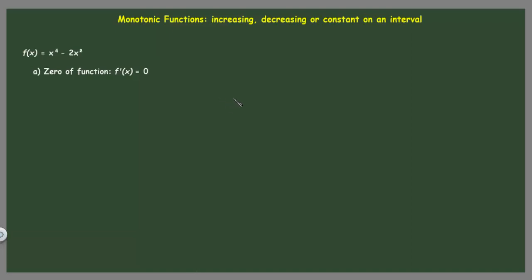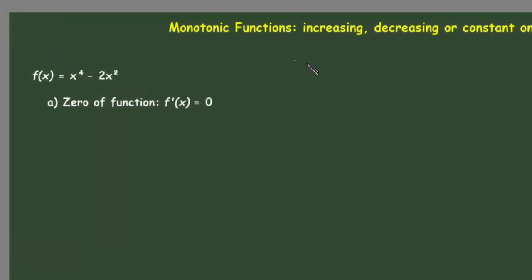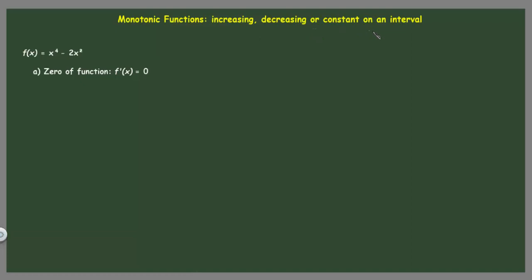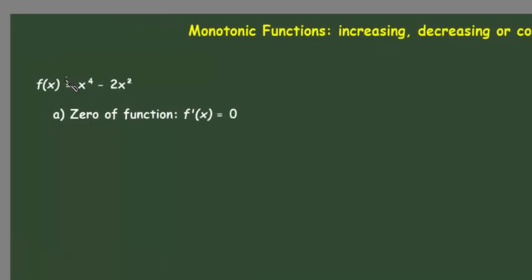Hey, what's up? In this video, we're going to study this function to see if it's monotonic increasing, decreasing, or constant on an interval. The function is f of x equals x to the power 4 minus 2x to the power of 2. To do that, we will first start by finding the zeros of the function.